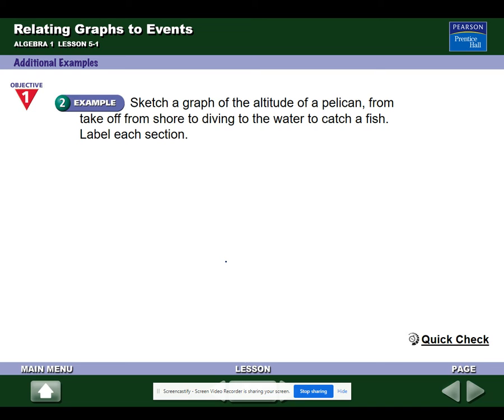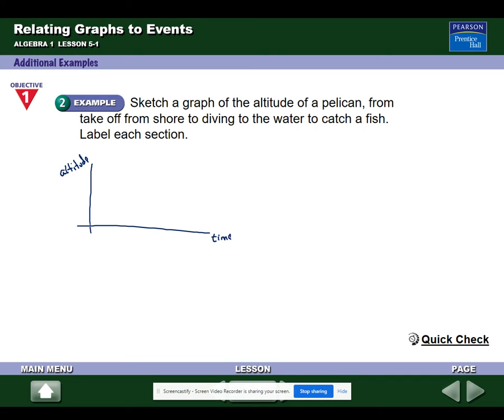Next one, sketch a graph of the altitude of a pelican from takeoff from shore to diving to the water to catch a fish. Label each section. So think about that now. What would you label the axes first of all? Well, clearly the vertical, I think we would all agree, would be the altitude. I think the other one's just going to be time again. They didn't really outline that here, but what else would it be, right? As time elapses, the pelican is going to have different altitude, obviously.